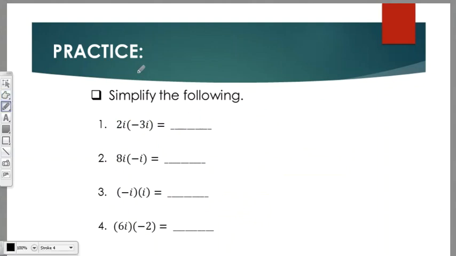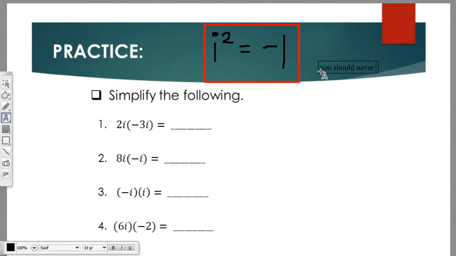I'm hoping that what happens in this part of the practice is you're reminded of something that is super, super important that we've talked about already with this lesson, but also with last lesson. Remember, you've got to remember this concept that i squared equals negative 1. You should never, and I'm going to write this out, you should never have i squared left on your simplified answer to a problem. It's super important, and there's a reason why.